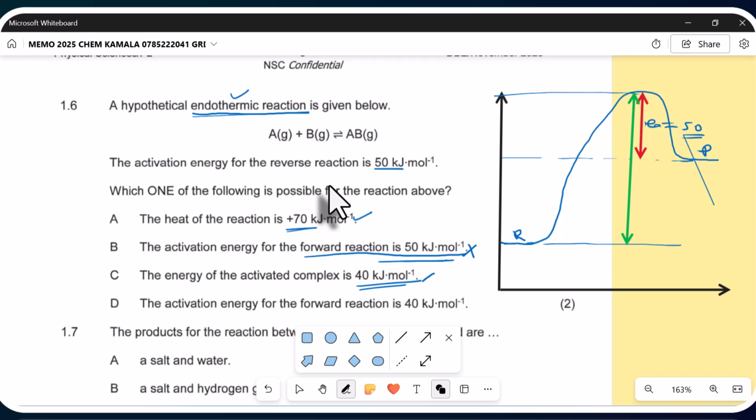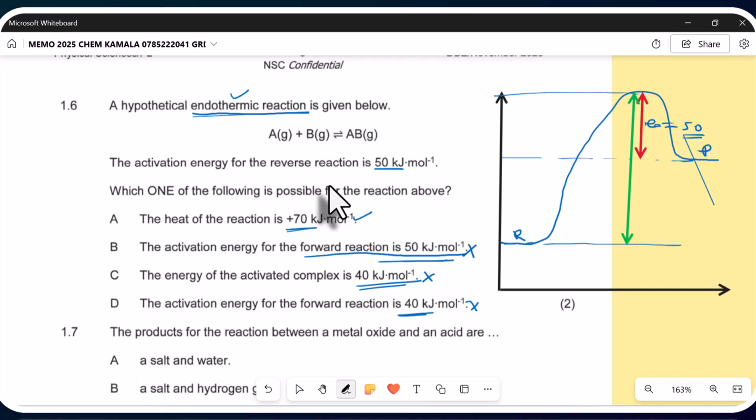Now here they said the activated complex is 40. That's not correct because from here to here must be bigger than 50, so it's not 40 here. Or this must be bigger than 40. Okay, all right. So the best answer is what?